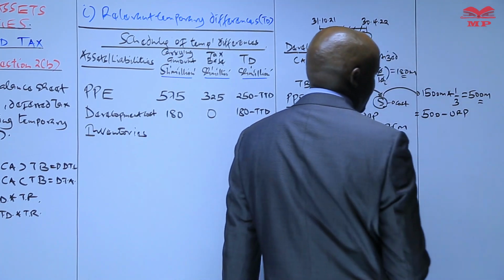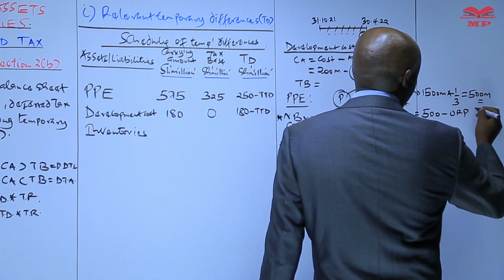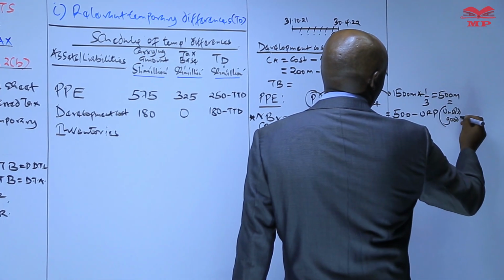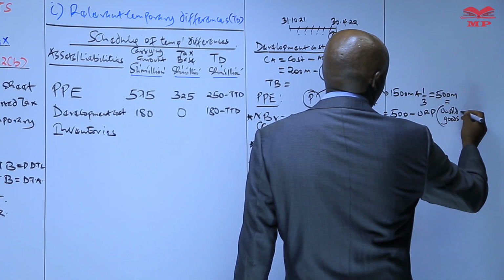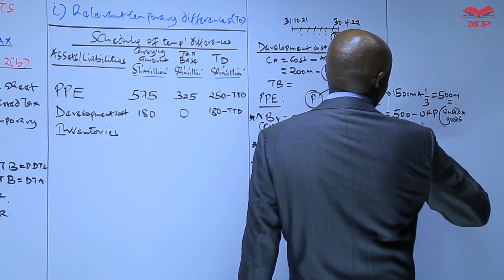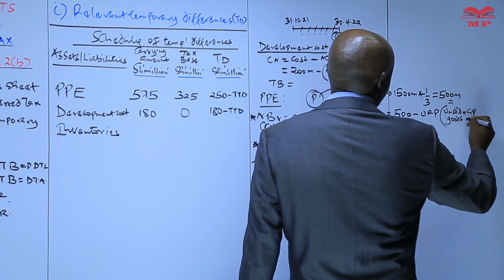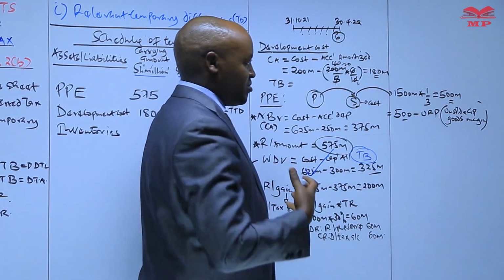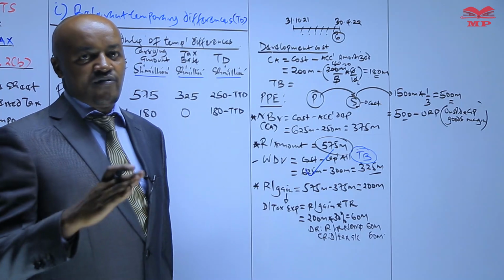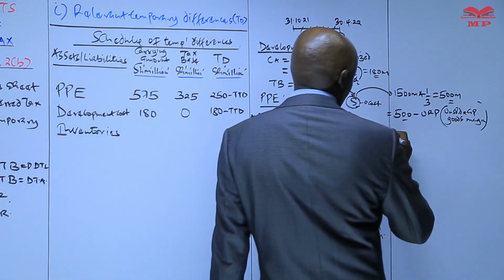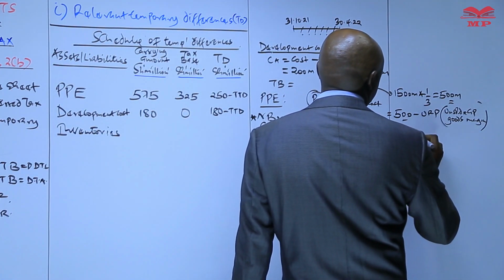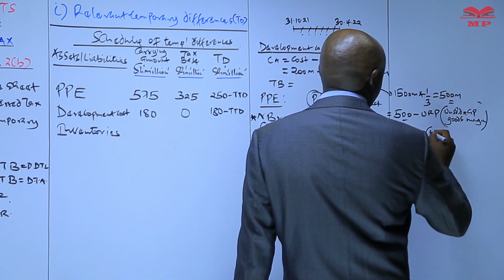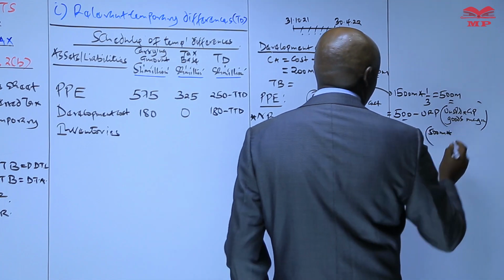How do we less the unrealized profit? The unrealized profit is computed by taking the unsold goods, 500 million, times the gross profit margin. That is how we compute the unrealized profit from what you have covered in the topic of group accounts. So we take 500 million minus the unrealized profit, which will be equal to unsold goods 500 million times the gross profit margin.